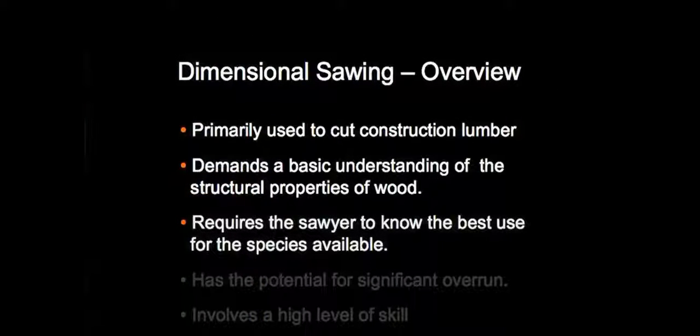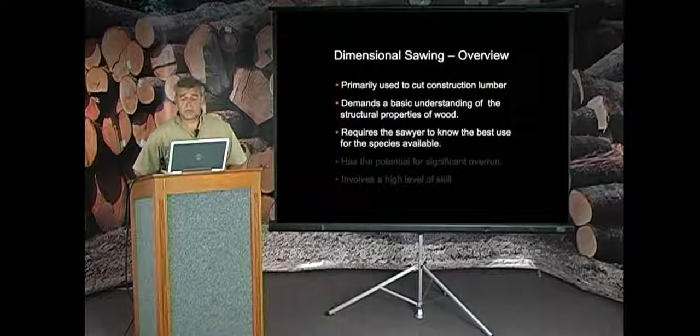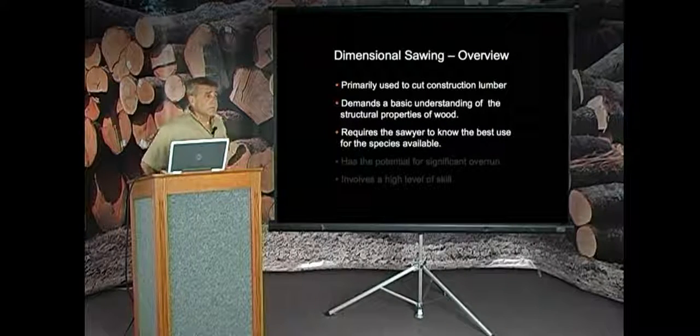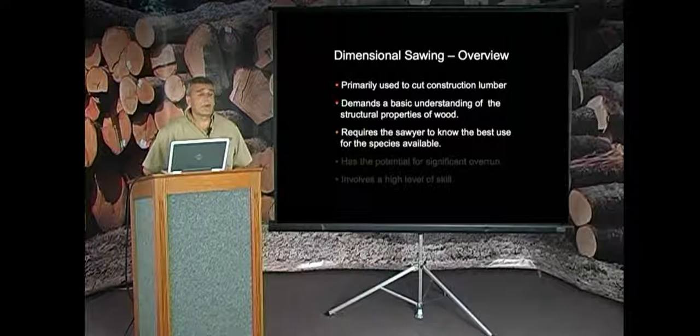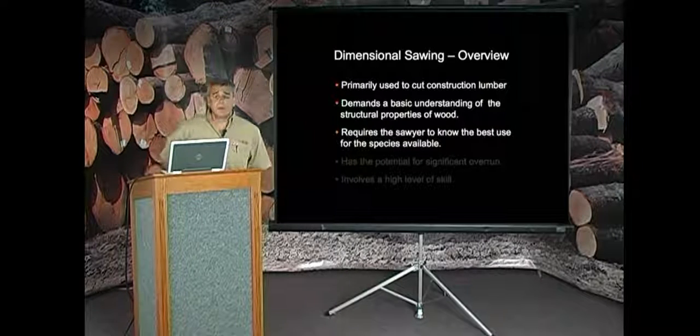And it requires the sawyer to know the best use for the species available. Some regions have ideal species for exterior siding, let's say. They have ideal species for floor joists or roof rafters. In other parts of the country, they would need to import species to be used for some of those applications. But each of you, in your given location, when you're sawing dimensional lumber, it requires the sawyer to know the best use for the species that he has available to him.